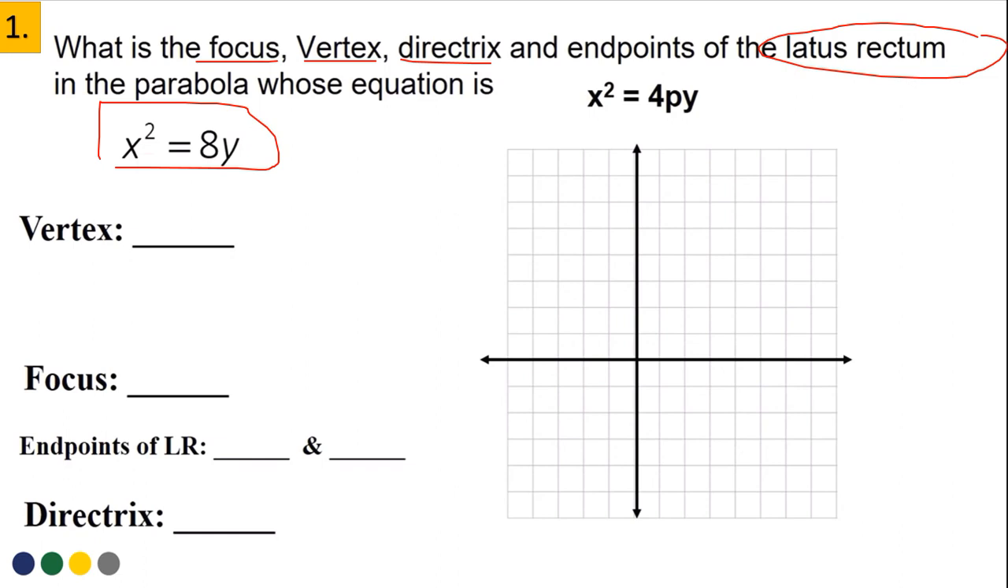Sir, can I try po? Yes. What is the vertex? The vertex is 0, 0 po. Very good. The vertex is 0, 0 because we don't have the value of h, k here. x squared is equal to 8y. If the problem looks like this, we're going to use x squared is equal to 4py, meaning to say the exponent is at x.